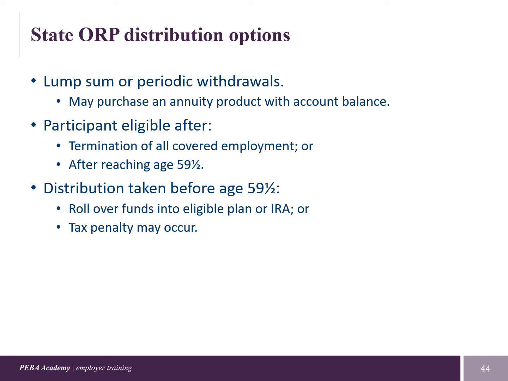If they take a distribution before age 59 and a half as a result of separation from covered employment, the funds can be rolled over, either all or a part of the balance, into another eligible retirement plan account or IRA. Any funds paid directly to the member may be subject to state and federal taxes. A penalty for early withdrawal may also be assessed. Please encourage your members to consult a tax professional before taking a distribution.